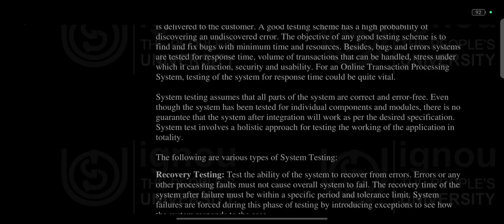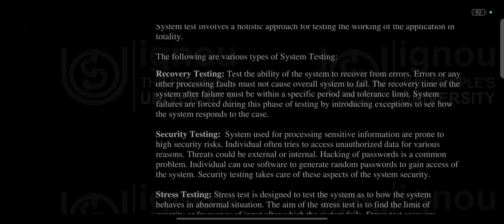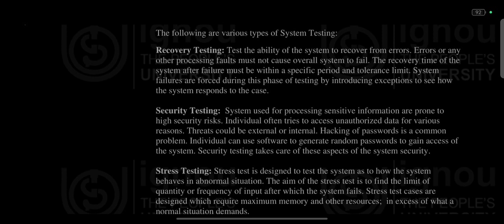Recovery testing tests the ability of the system to recover from errors. Errors or any other processing faults must not cause the overall system to fail. The recovery time of the system after failure must be within a specific period and tolerance limit. System failures are forced during this phase of testing by introducing exceptions to see how the system responds to the case.